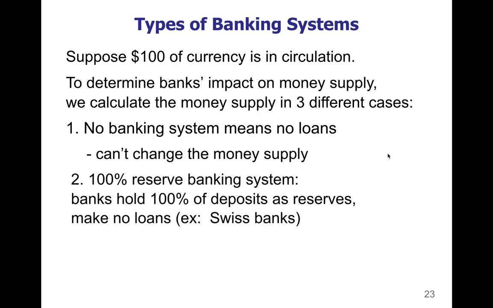So the second type of bank is called a 100% reserve bank. Just like it sounds, they keep all of your money in the bank. Obviously, that means they don't loan the money out. It's just kind of a holding facility. This is what Swiss banks typically are. You've probably seen those in movies. It's really just a big, secure safety deposit box.